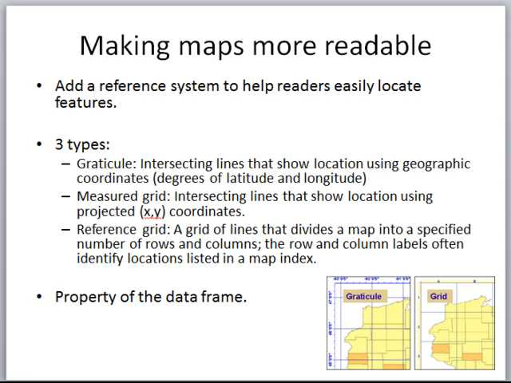And then you can have a reference grid that's a grid of lines that divide a map into a specified number of rows and columns, like A, B, C, D across the top and 1, 2, 3, 4 across the side. So you could look up a road based on it's in A1 or it's in C3, what quadrant of the map it's in.